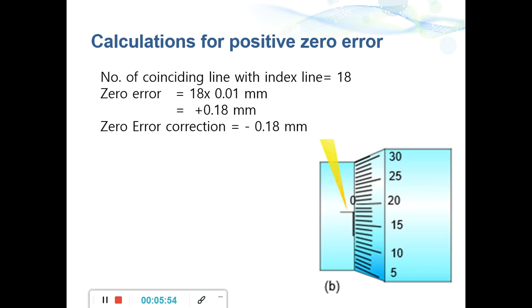To find the positive zero error, we have to note the coinciding line. We have to point out the coinciding line with the index line, which for this picture is the 18th line. So zero error is 18 multiplied by 0.01 millimeter. As the zero error is positive, so it will be positive 0.18 millimeter, and zero error correction is minus 0.18 millimeter.